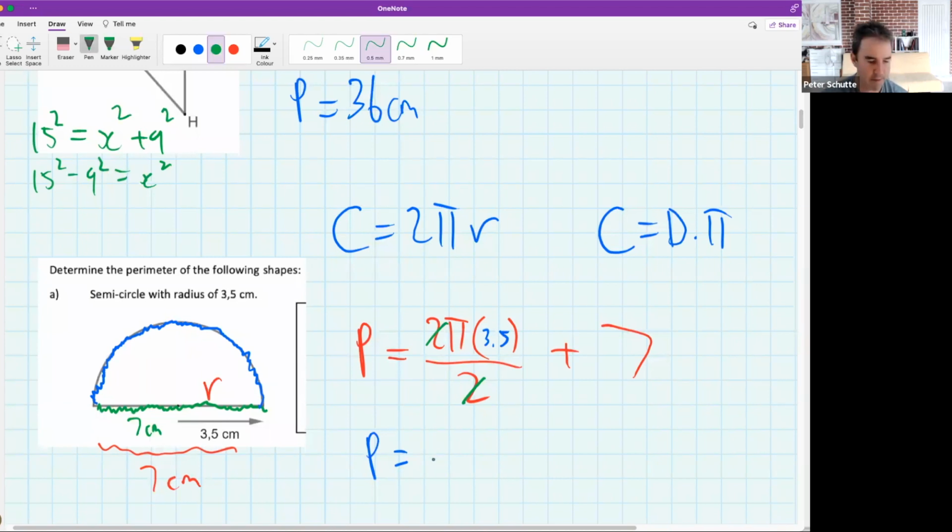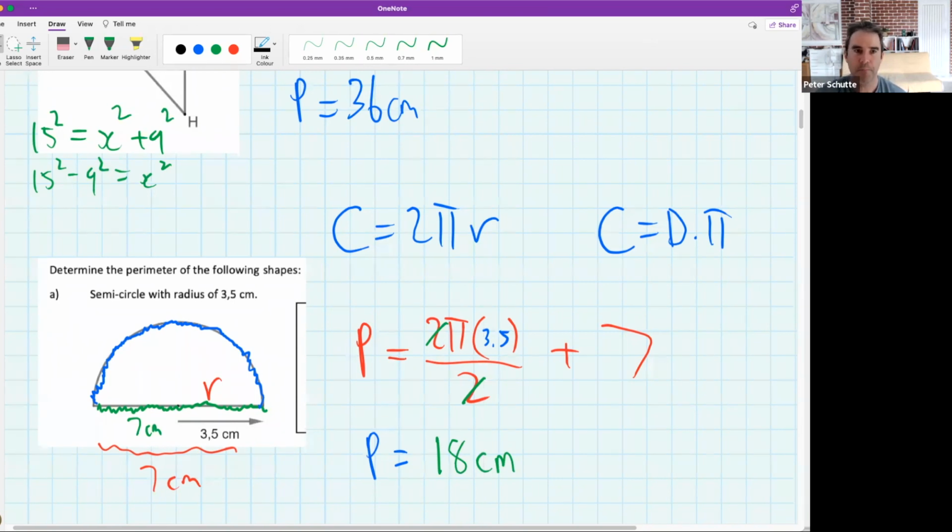And if I round that off, I'm going to get about 18 centimeters, or 17.995, but then we would round up to 18. Okay, so already we see how we can take these perimeters, and the moment we start chopping the shapes up, it becomes a little bit more interesting. Busisiwe, let's go to you.